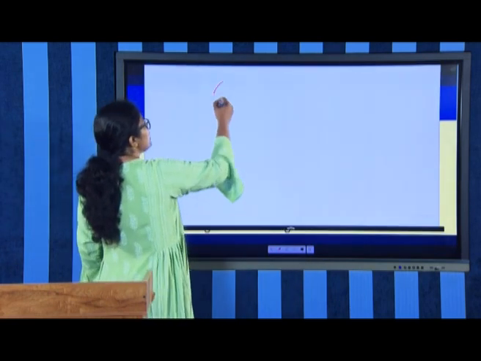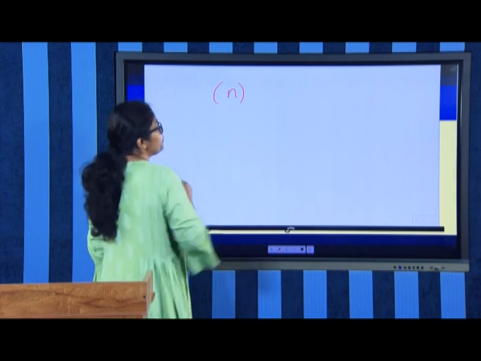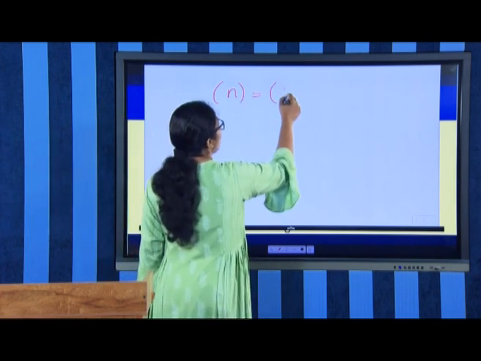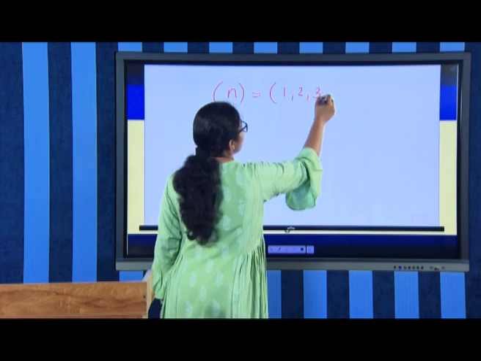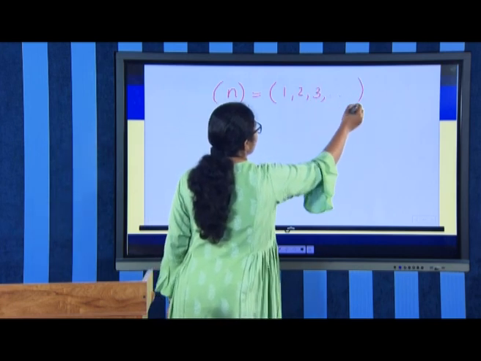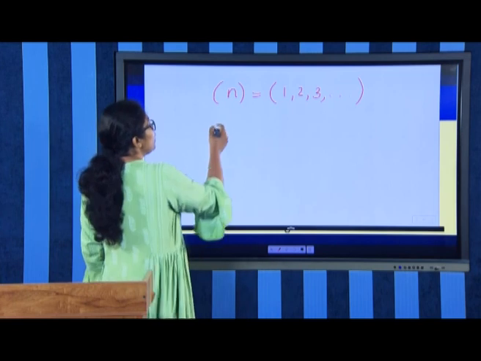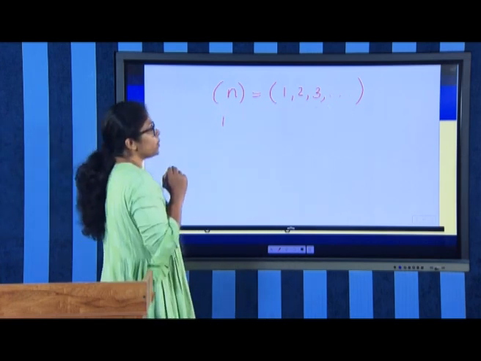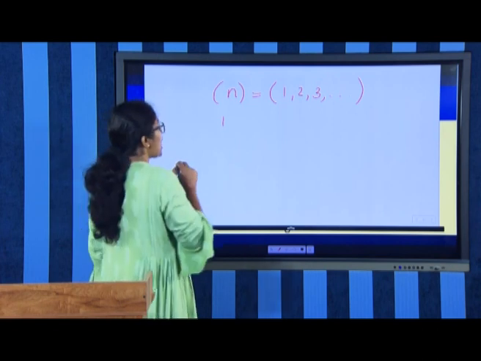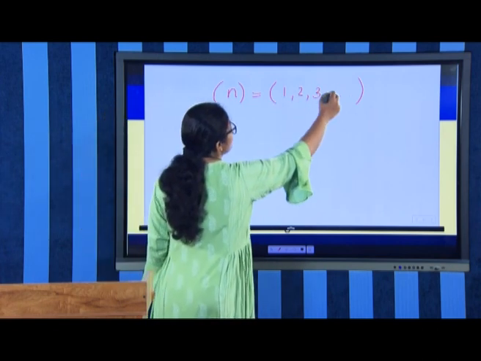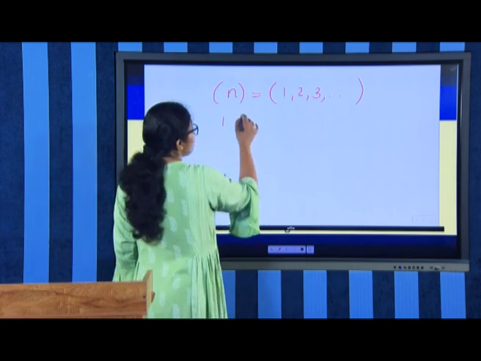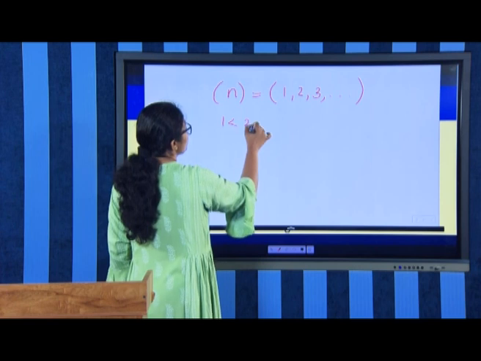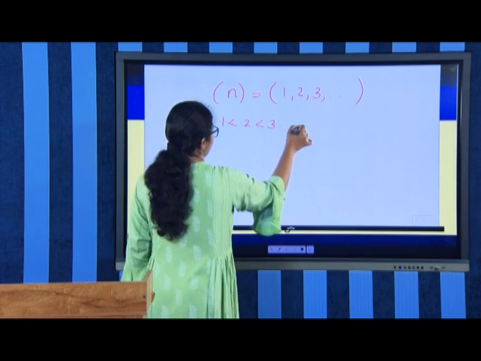We have seen the sequence n, which is the sequence 1, 2, 3 and so on. We can see that 1 is the least term of the entire sequence, and as we move further and further, the terms of the sequence are getting larger and larger, increasing gradually.